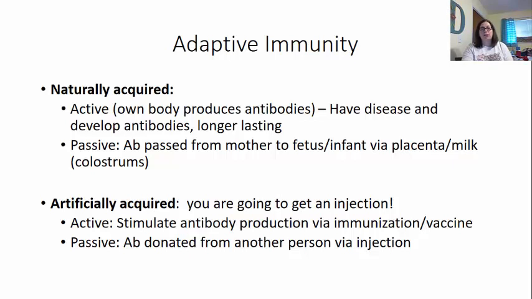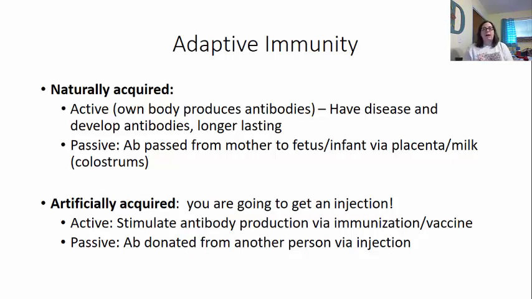On the other hand, if we look at artificially acquired, this is where you're going to be given it through an injection. We see this a lot of times with your vaccinations. So this first one's an active artificial. This is where we're going to stimulate your body to produce the antibodies. We're going to actively make your body make them, but you weren't exposed to the disease naturally. We injected it through an immunization or a vaccine.